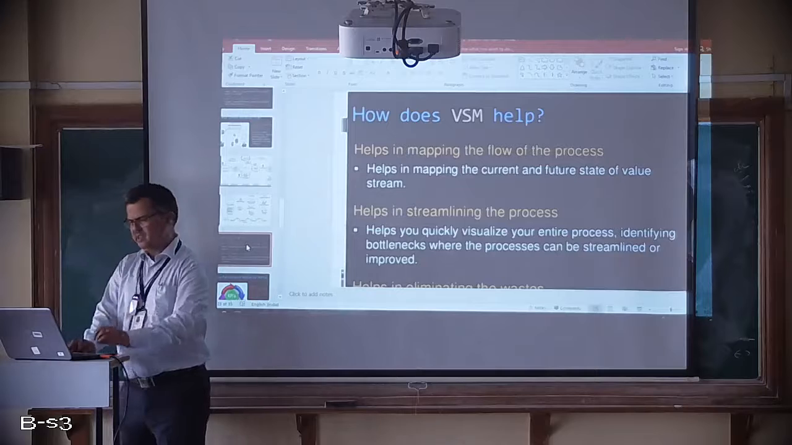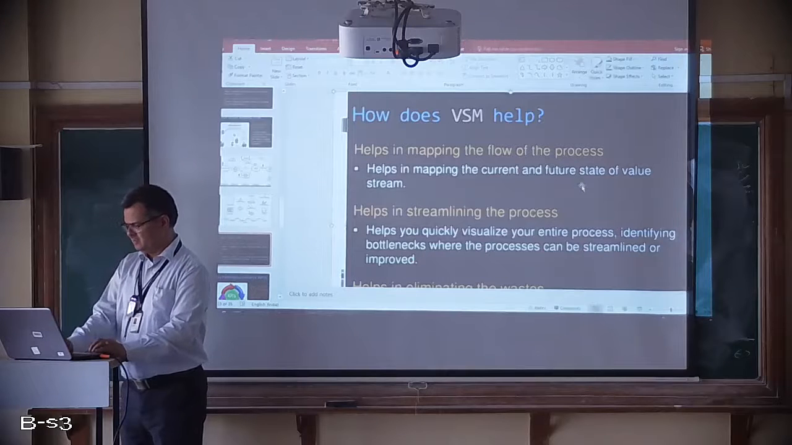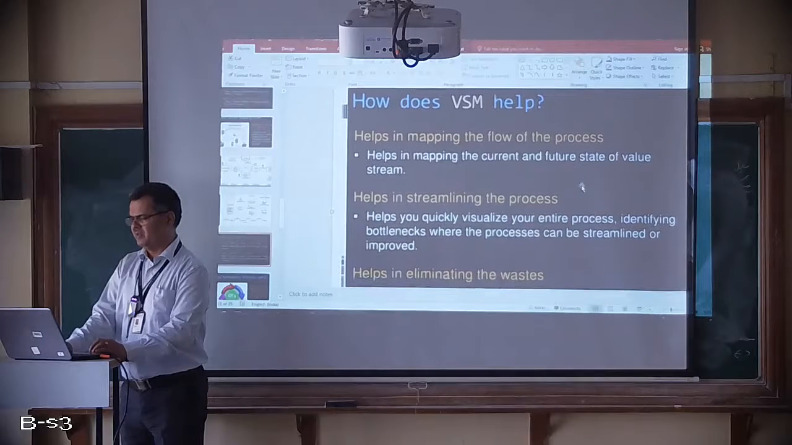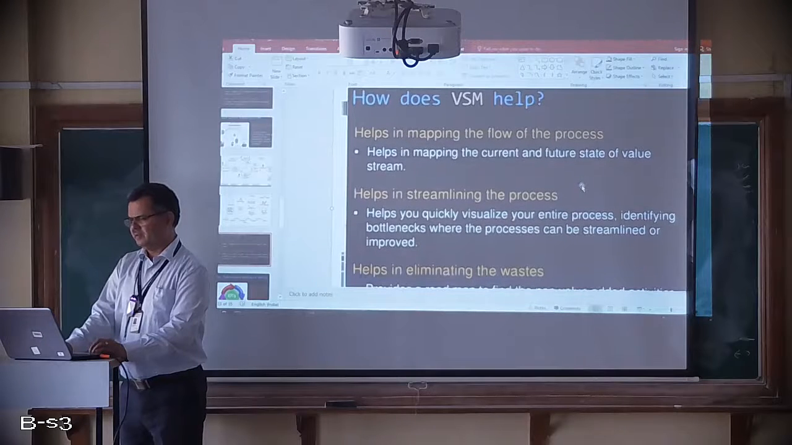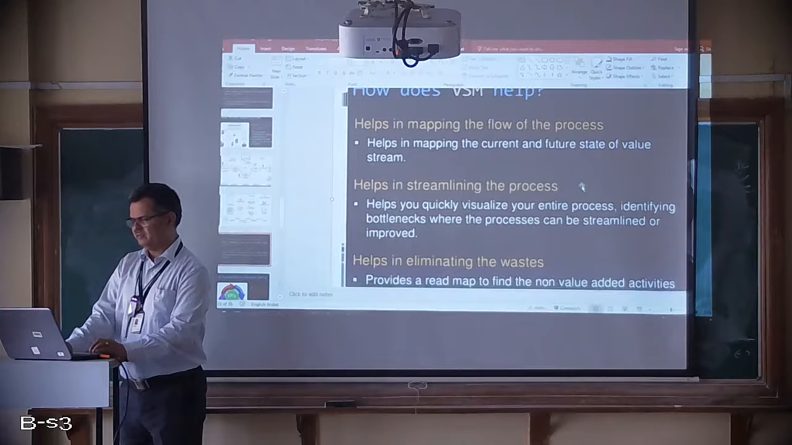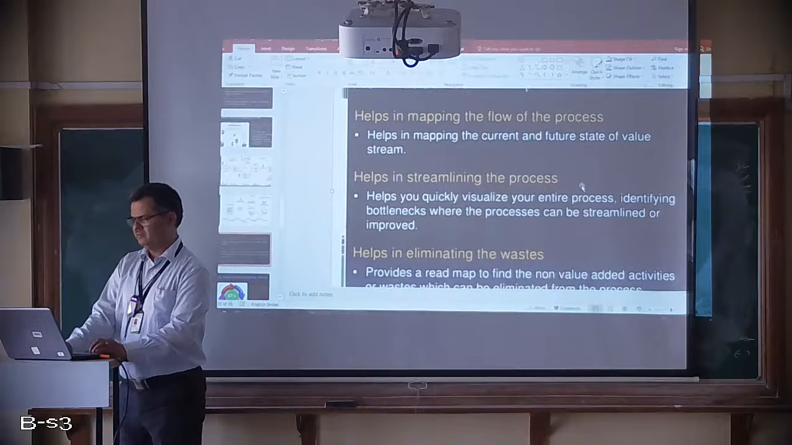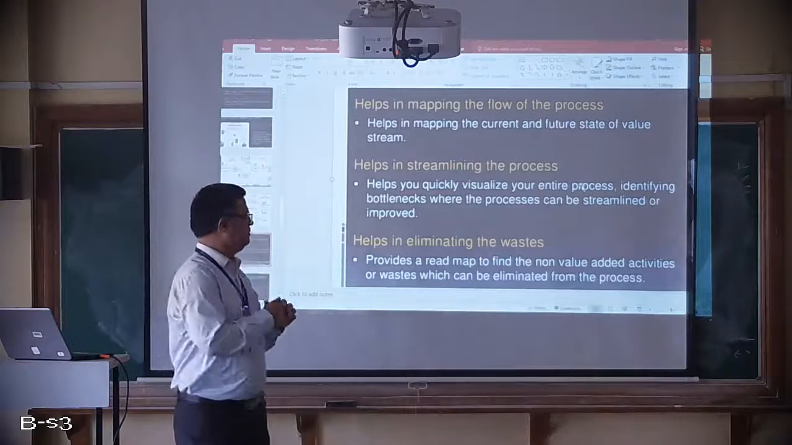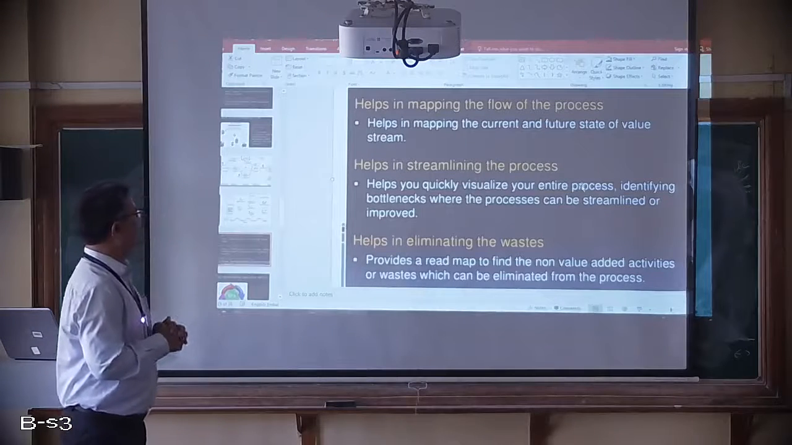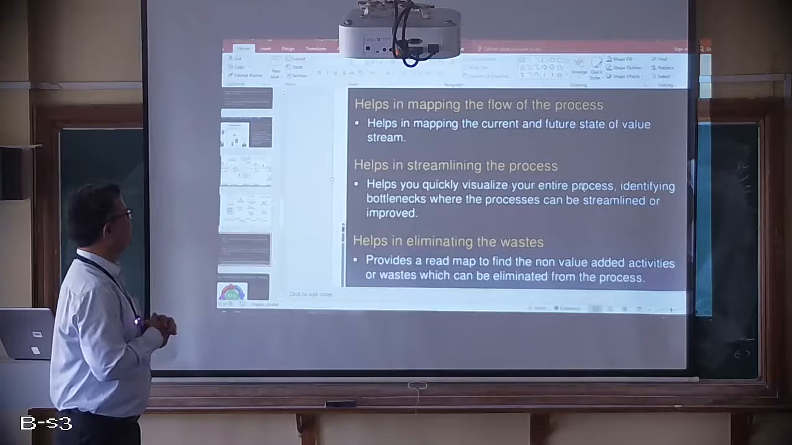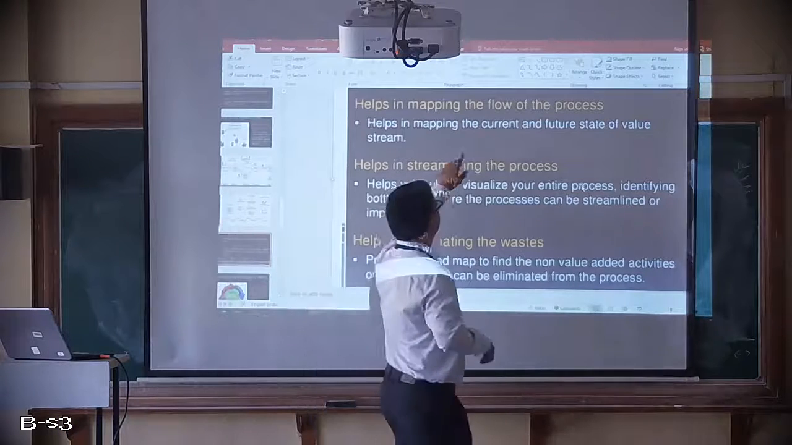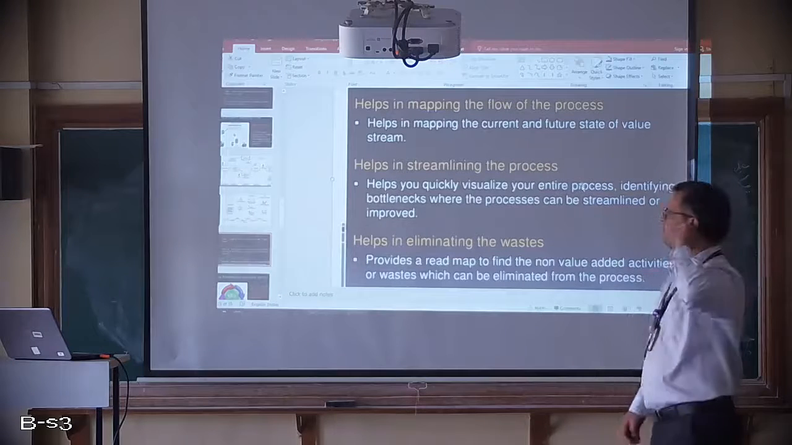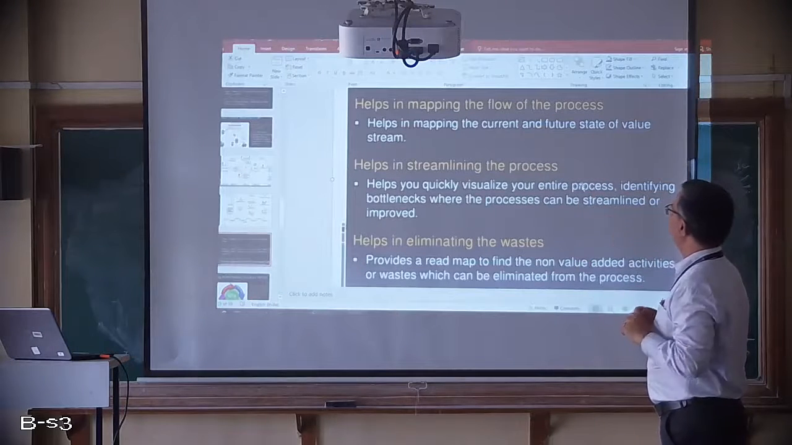Now, as a lean manufacturing tool, how does value stream mapping help? Value stream mapping, VSM, helps in improving productivity. Just go through it. It helps in mapping the flow of the process. I told you these two things: current state mapping and future state mapping.